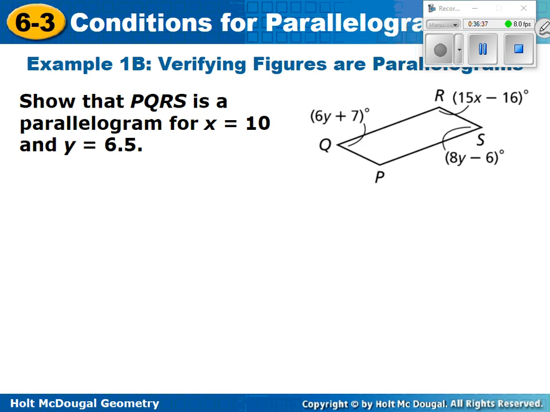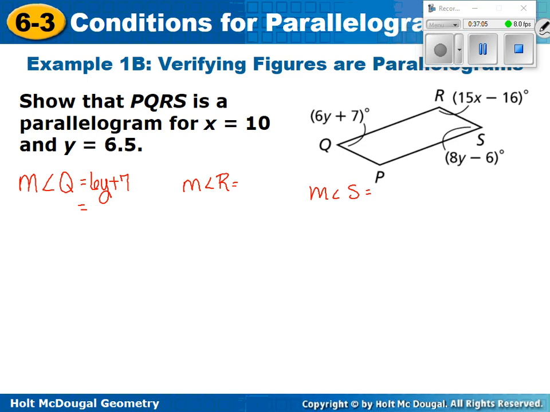So again, I'll go through this pretty quick because I know you're probably getting tired of writing the same stuff down. So we're going to find measure of angle Q. We're going to go through and find the measure of angle R. And we're going to find the measure of angle S. So we're going to find those 3 measurements, and then we're going to show that the consecutive ones do add to be 180. So angle Q was 6y plus 7.